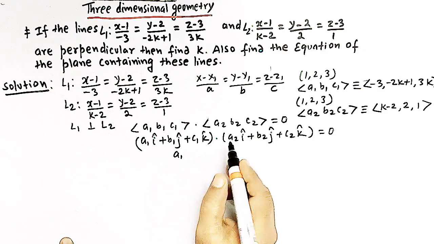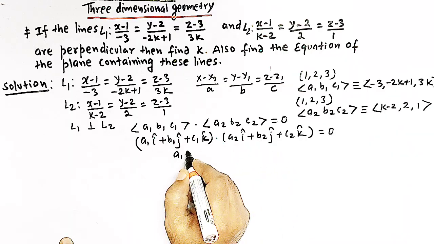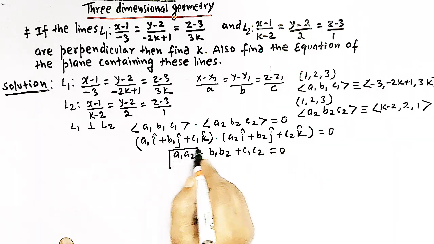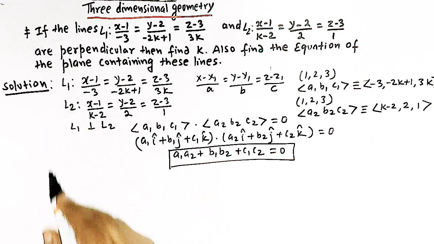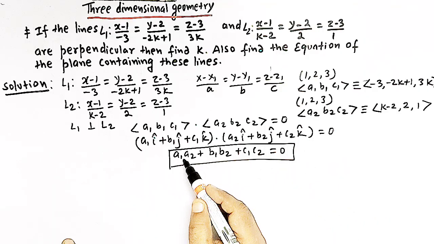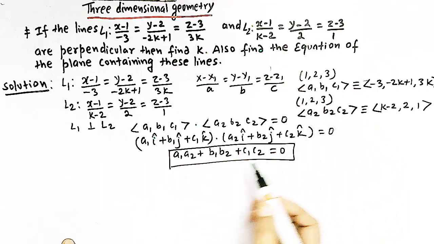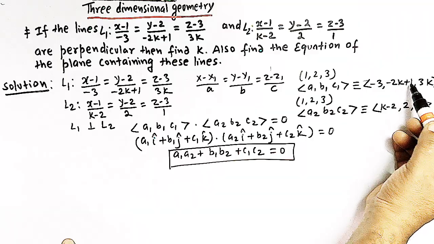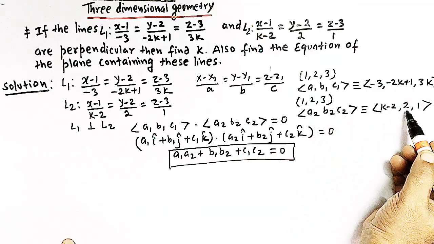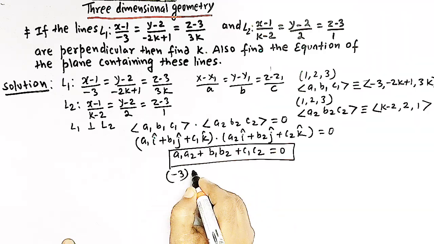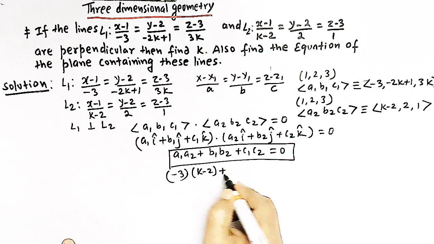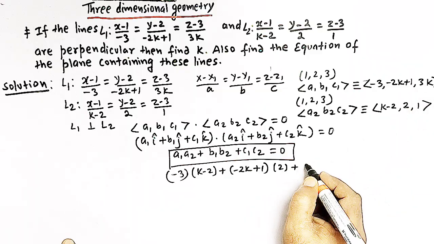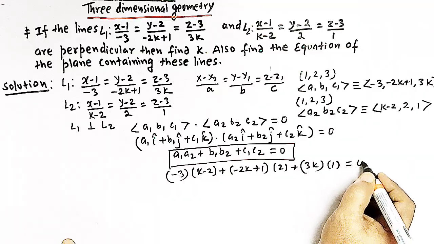So here we have now, by the definition of dot product of two vectors, a1 a2 plus b1 b2 plus c1 c2 is equal to 0. So this is the condition for the perpendicularity of two lines L1 and L2. So now let us substitute the values of a1, b1, c1, a2, b2, c2 in this expression. So here a1, b1, c1 is minus 3, minus 2k plus 1, 3k, and a2, b2, c2 is k minus 2, 2, 1. So we have now minus 3 times (k minus 2), then (minus 2k plus 1) times 2, and then 3k times 1, and this is equal to 0.